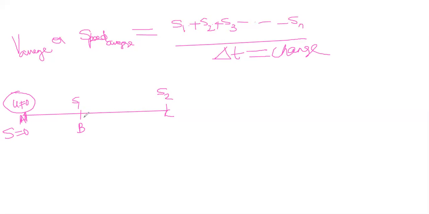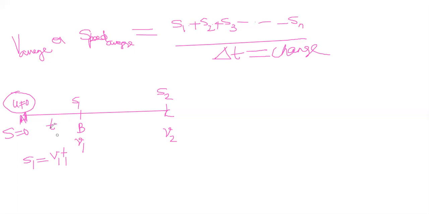At B, his velocity was V1. At C, his velocity is V2. This is the concept. Now from A to B, the distance or displacement covered is S1. What is that S1? He is traveling with a constant velocity from here to here. So that is V1 T1. Did you understand this concept?